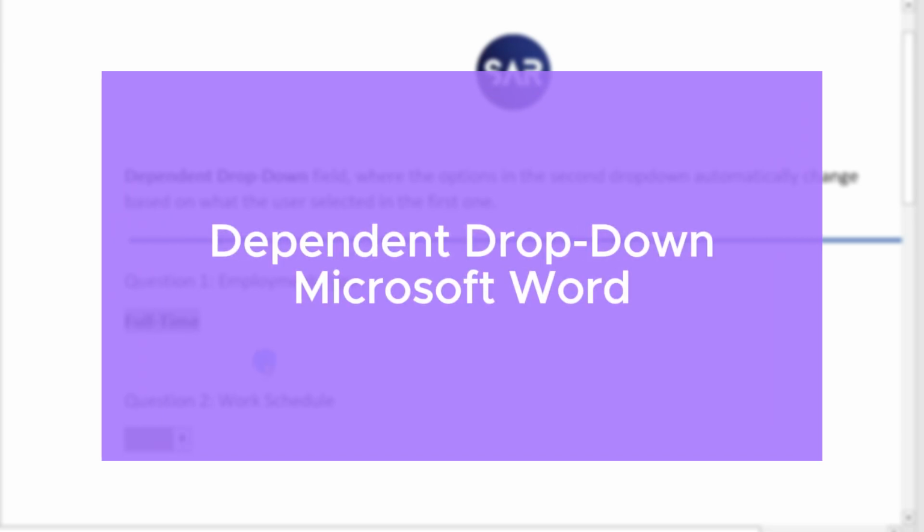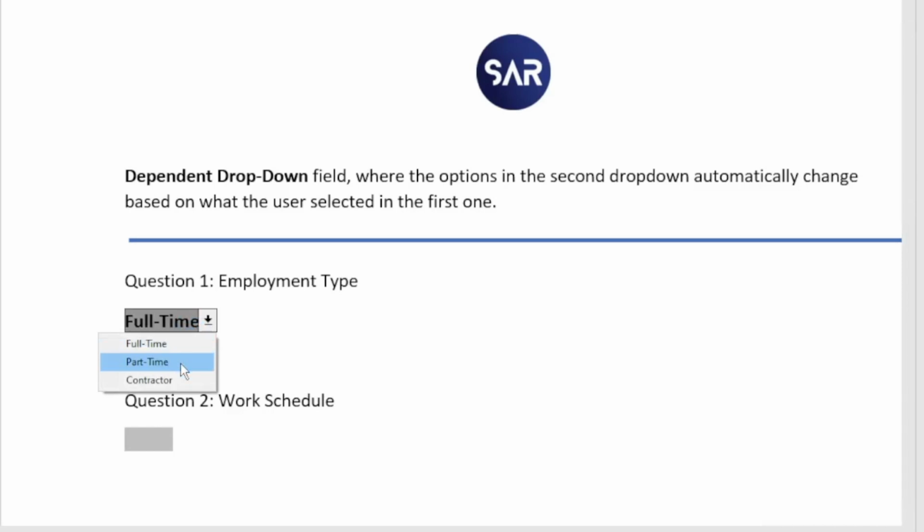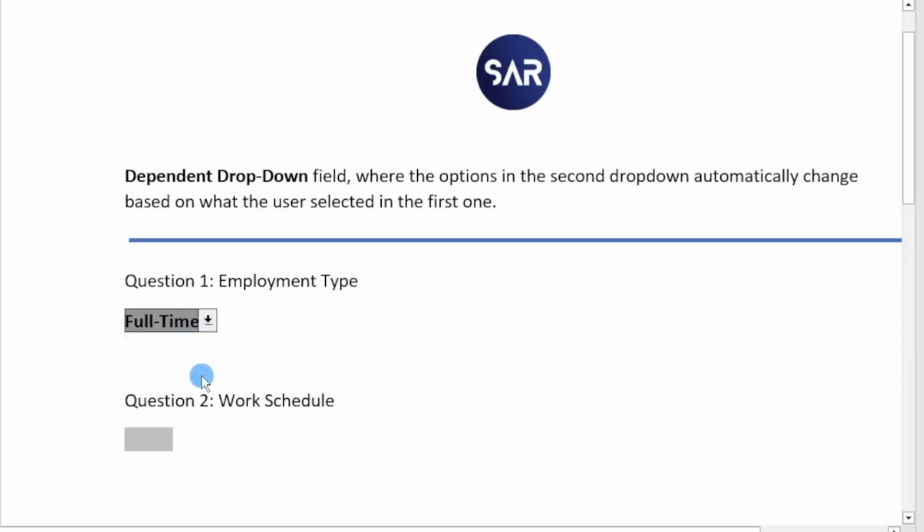Hey everyone, welcome back! Today we're tackling something that a lot of people don't even know is possible inside Microsoft Word. And once you see it, you're going to want to use it in every form you build. We're going to build a dependent dropdown.